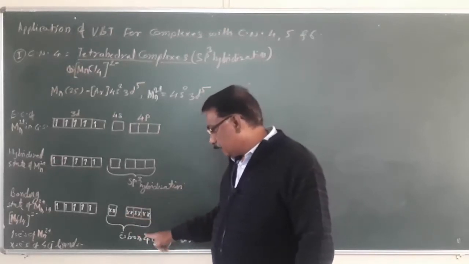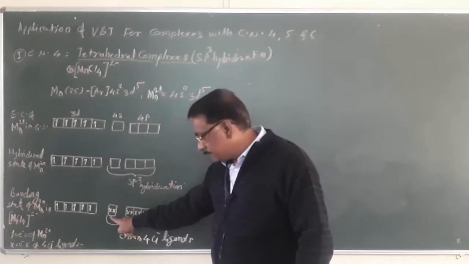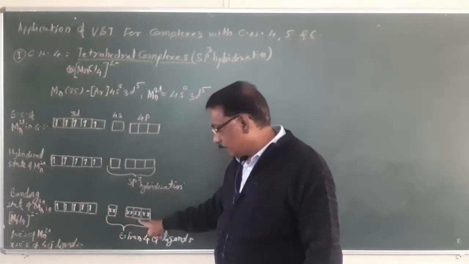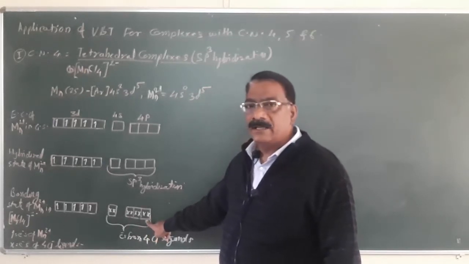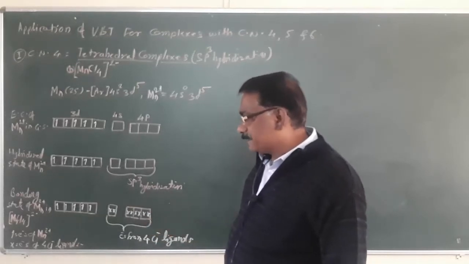They accept 2 electrons from each Cl-. So here the first Cl gives 2 electrons, the second Cl gives 2 electrons, the third Cl gives 2 electrons, and the fourth Cl gives 2 electrons, and thus it shows the bonding state.